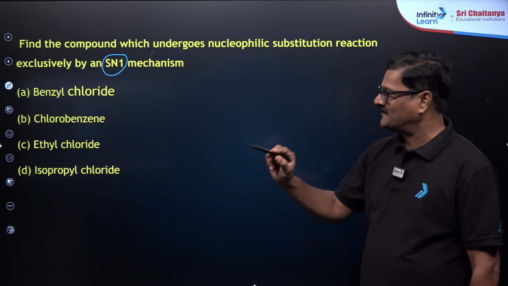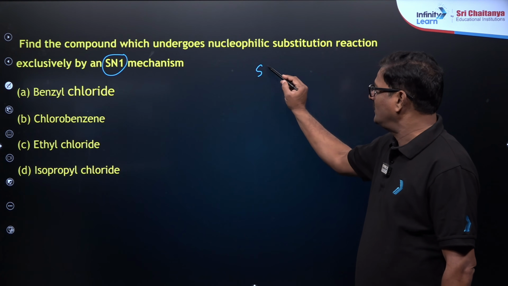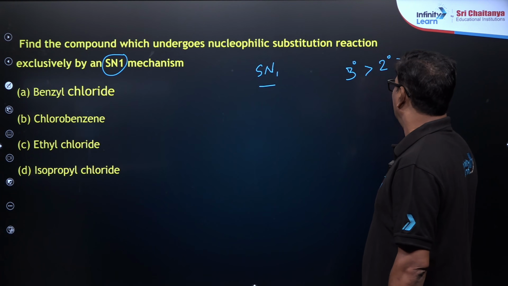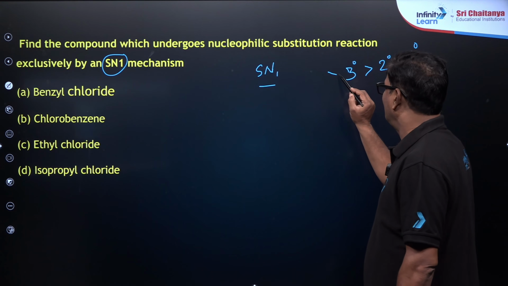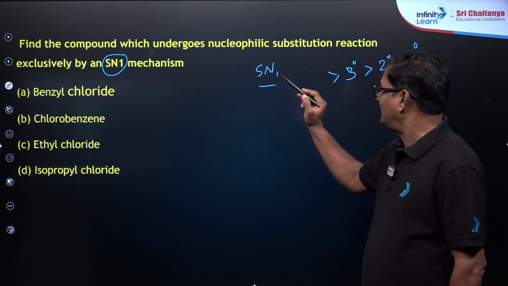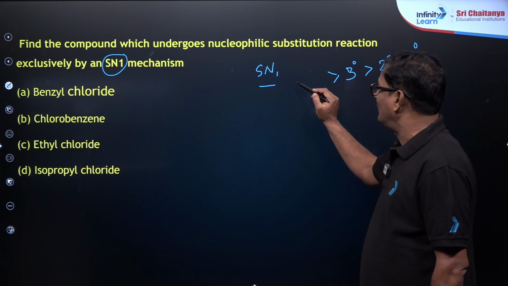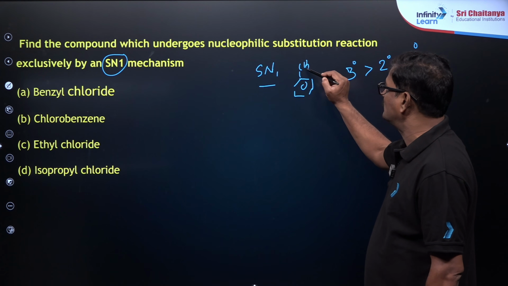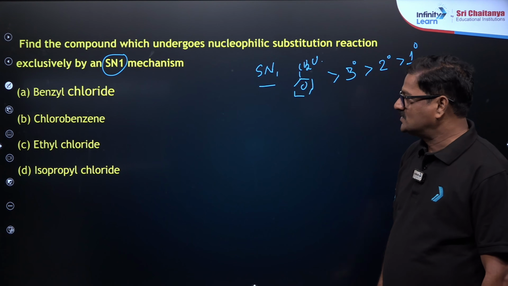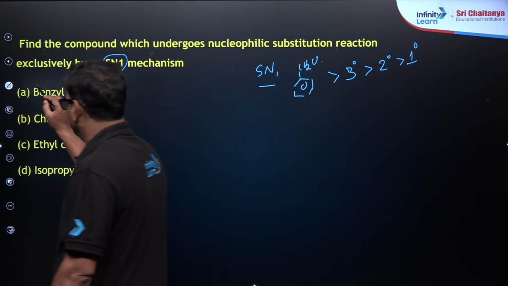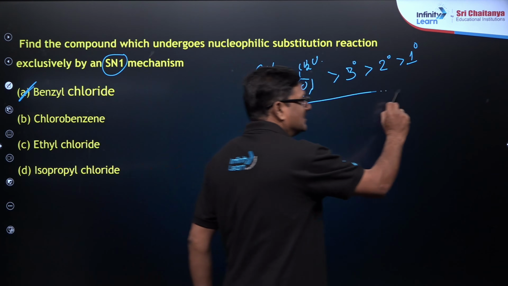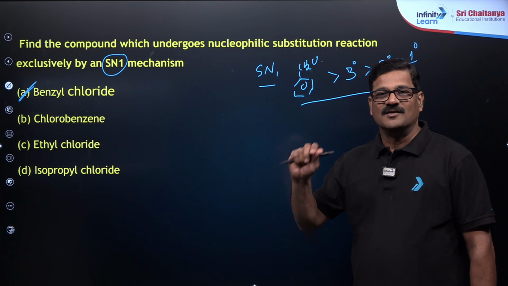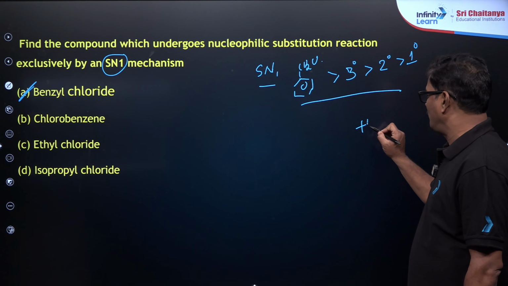We know the SN1 reaction. In SN1 reaction, we learn that tertiary alkyl halide is more reactive than secondary alkyl halide, which is more reactive than primary alkyl halide. And there is something more than that: benzyl halide. This is your benzyl halide, C6H5CH2Cl. So benzyl chloride is the answer for this. Simple things and very good collection of marks. If you answer correctly, you get plus 4.